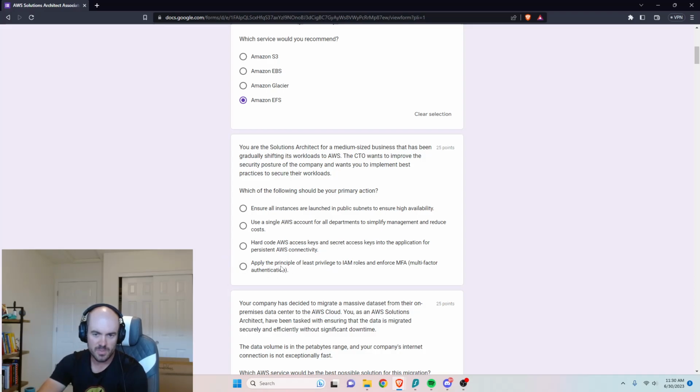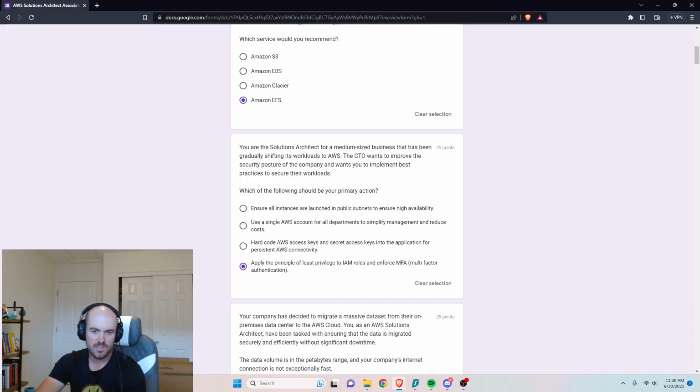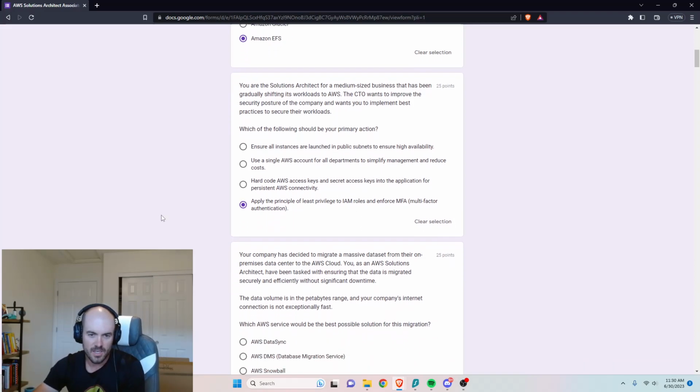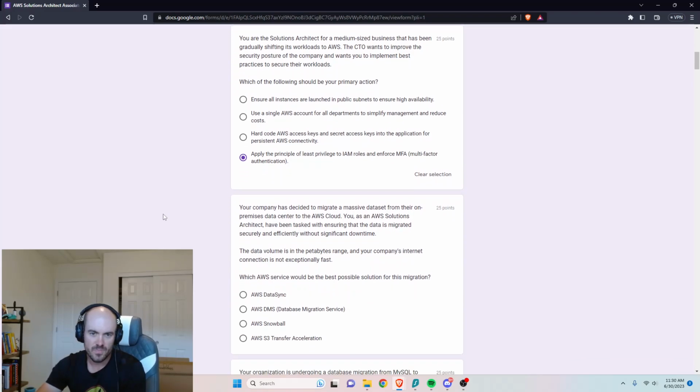Apply the principle of least privilege to IAM roles and enforce MFA. That's perfect. So the principle of least privilege, you only have enough permissions to do your job and nothing else. And of course, MFA, right? When you log in, you have to verify a code sent to your phone, either via text or email, something like that is pretty common. So I'm going to go with that. And let's go ahead and move on.